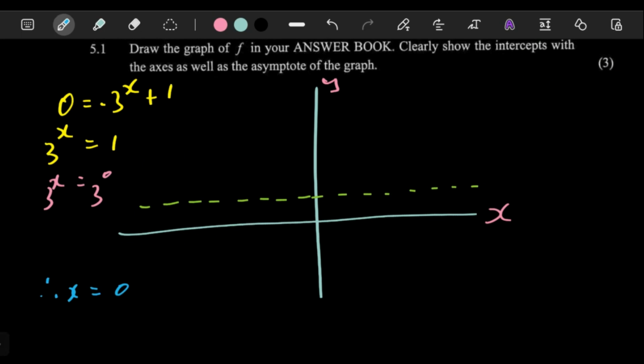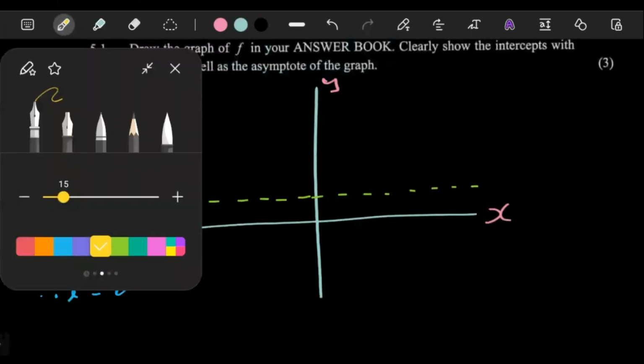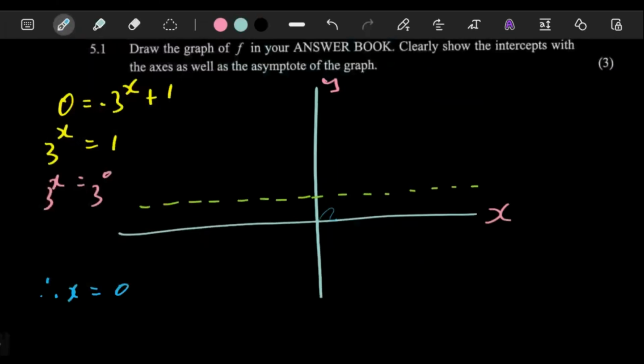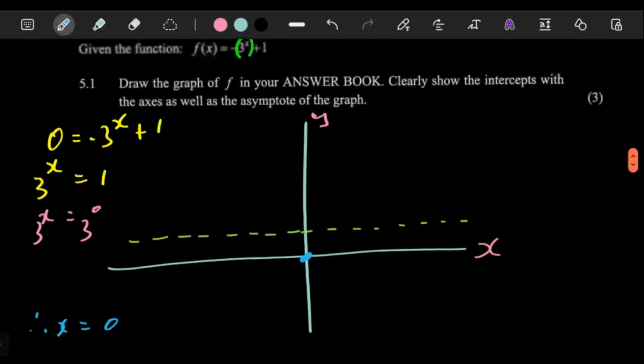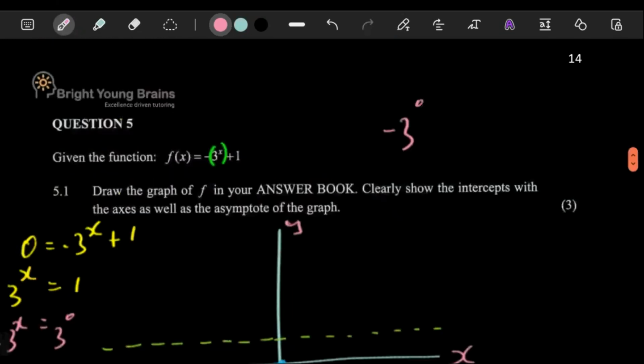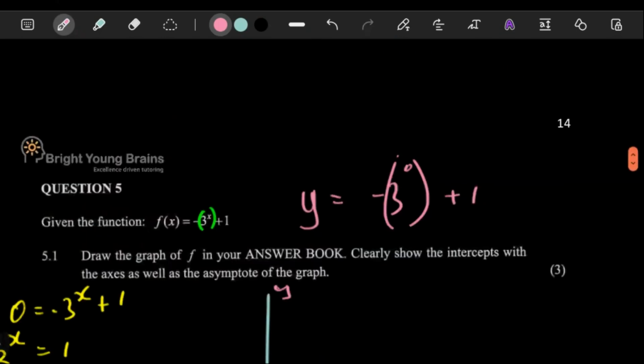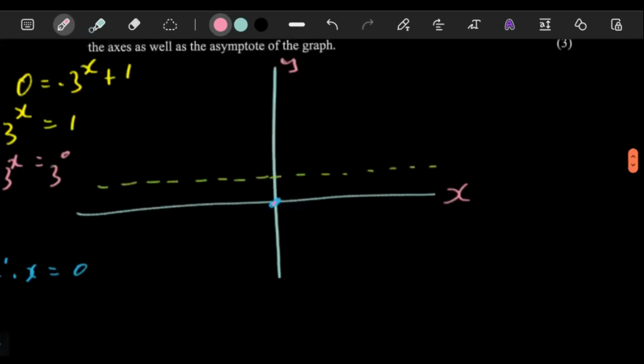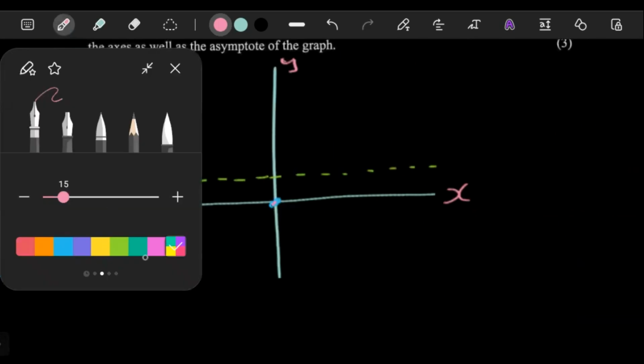Meaning what? So if your x value is equal to 0, what that means is, I think this is one of those cases where the x-intercept is also the y-intercept. If you make x 0, you're going to have -3 to the power of 0, and then plus 1. Remember, anything to the power of 0 is 1, so it's 1 with a negative, that's -1. So -1 plus 1 is 0. So this is both an x value and a y value.